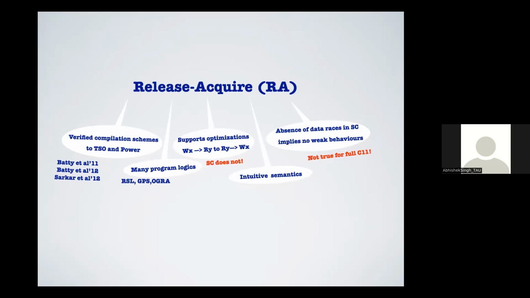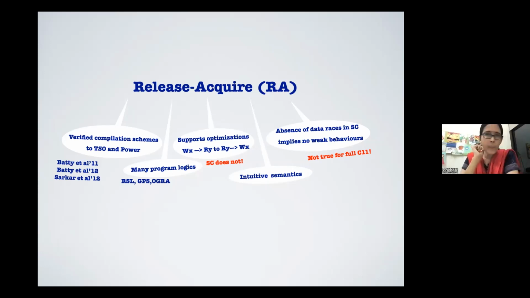Exactly. Typically, if you just say C11, you can have a mix of these, right? Some writes could be relaxed writes, some could be release writes, and likewise, some reads could be relaxed and some could be acquire. It could be a mix, which makes things even more complicated. Because I'm restricting the kind of writes and the kind of reads, it is just called release acquire. I see. Okay.